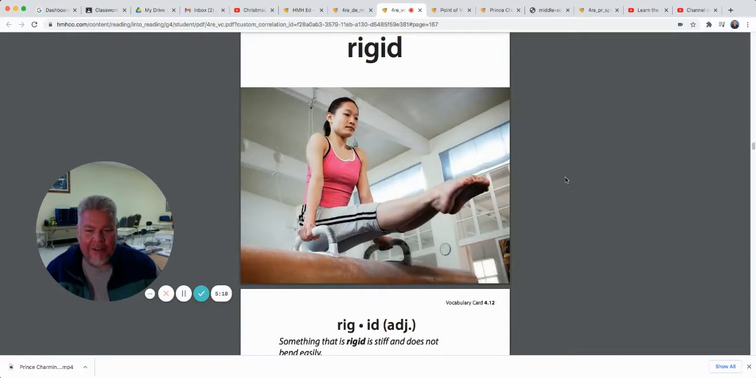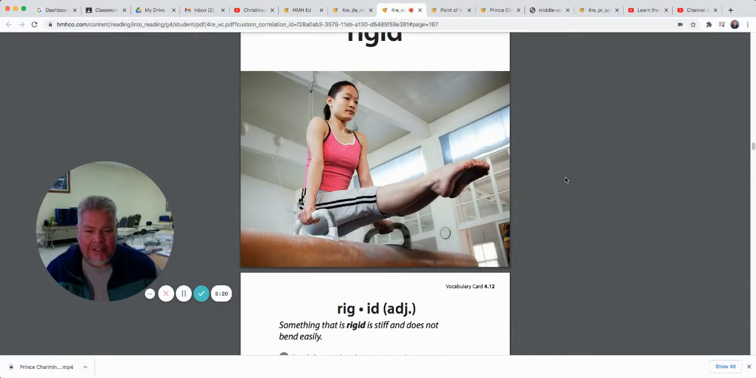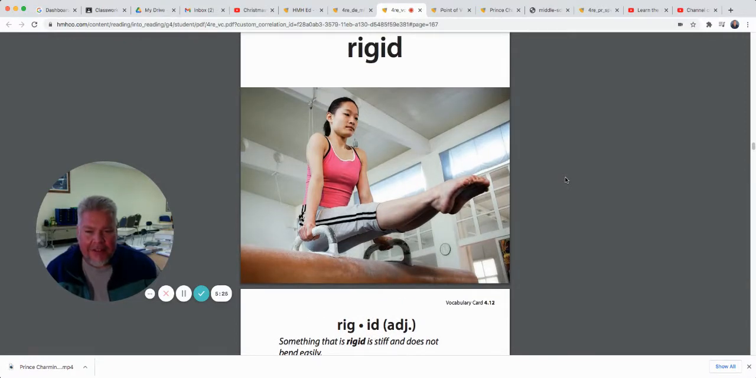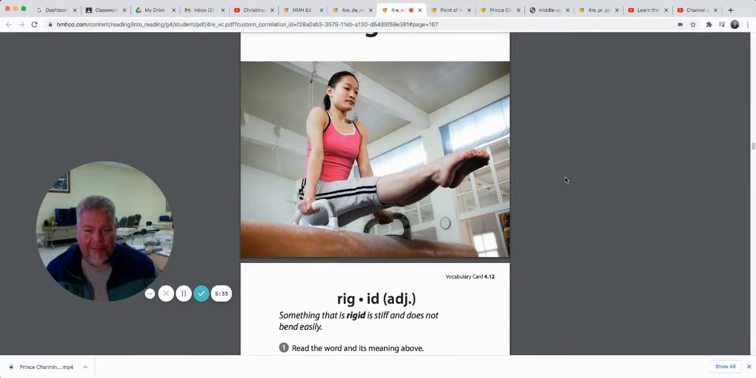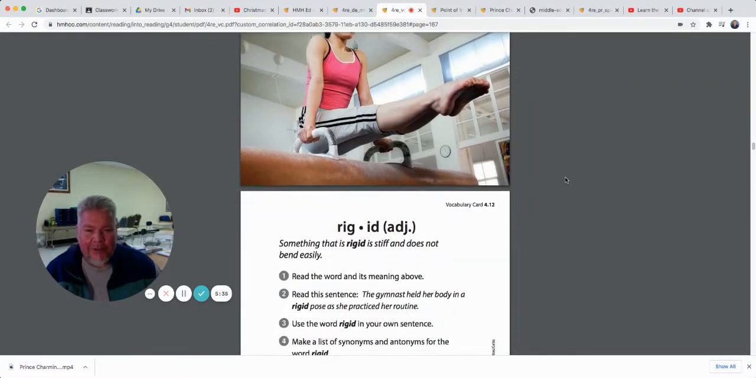Rigid. Something that's rigid is stiff. It doesn't bend easy. So this athlete here is holding her legs out. Her legs are rigid. She's holding them straight so they're not bent. The correct form for the balance beam there, or saddle horse, whatever those things are called.